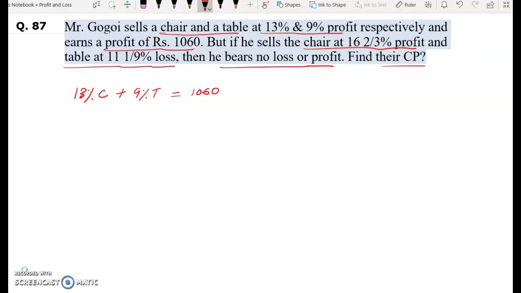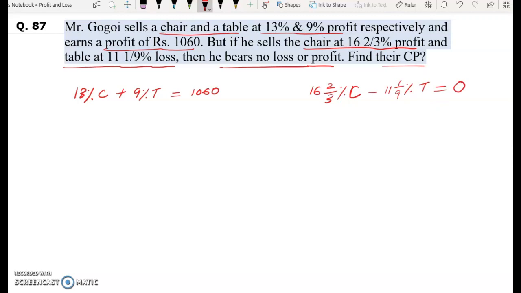And in the second condition it says if he sells the chair at 16.2 by 3% profit, that is 16.2 by 3% profit on chair, and table at 11.1 by 9% loss. Loss means minus. So this is 11.1 by 9% loss on table. He bears no loss or profit. So the loss or profit is 0.